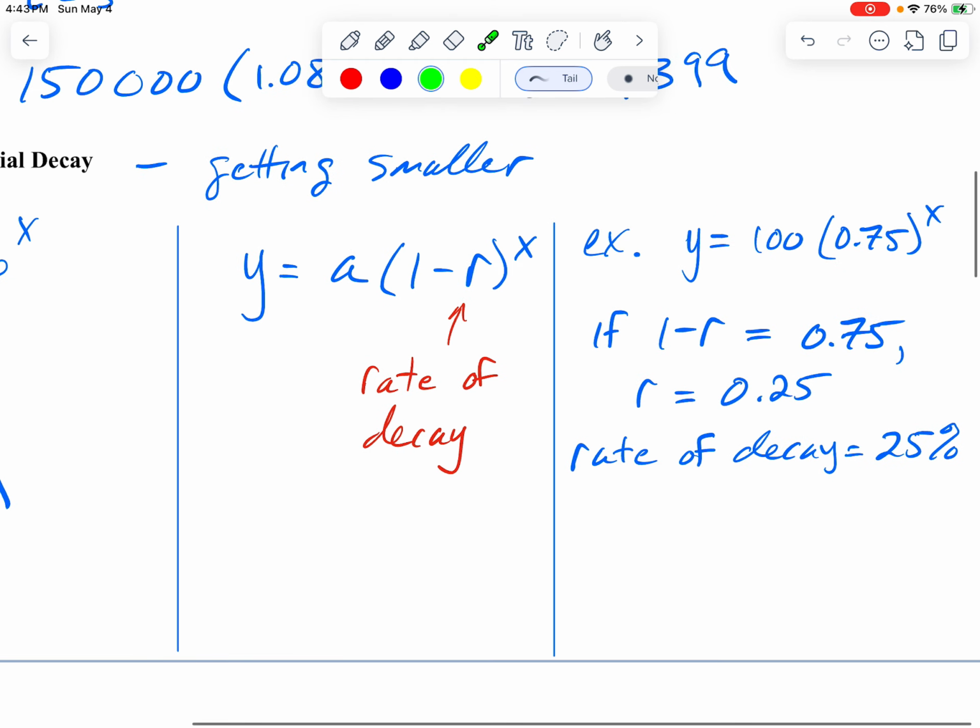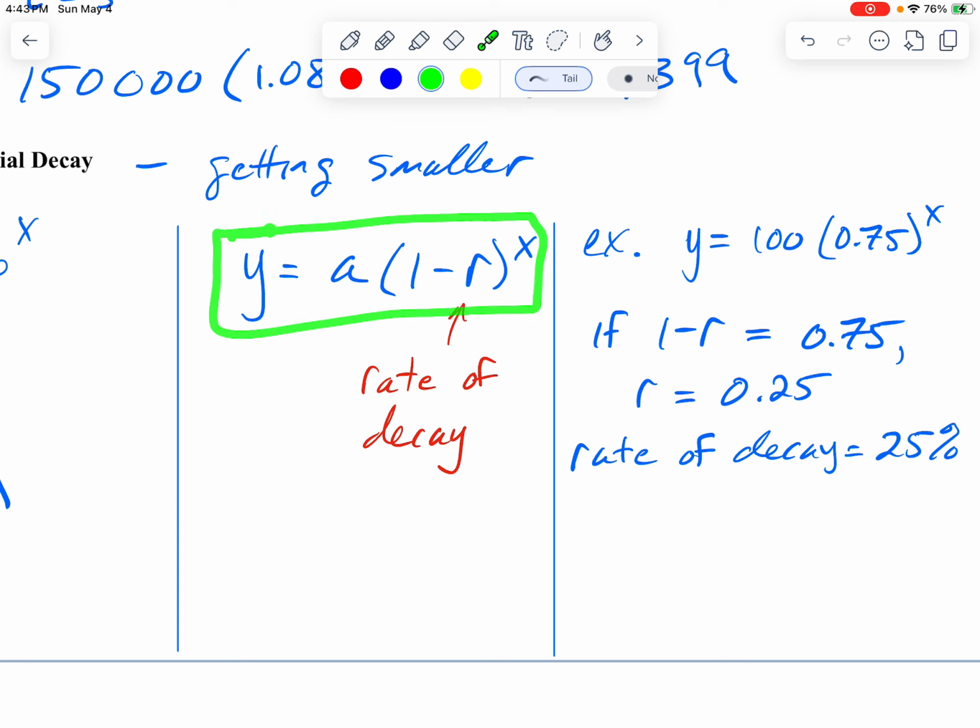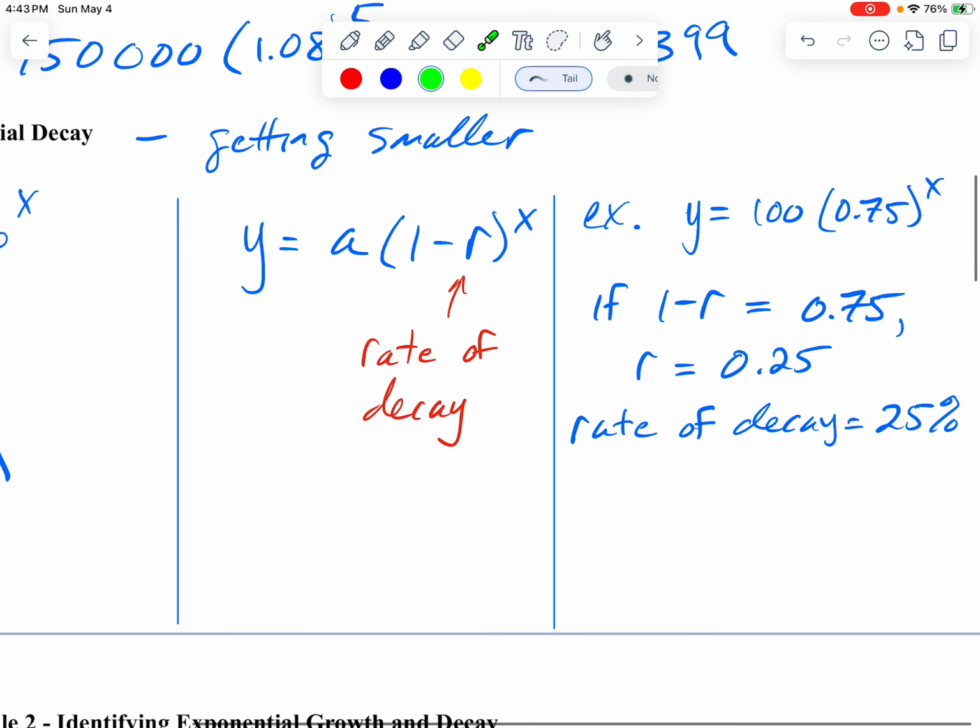We can rewrite this in a slightly different form as well. So now we're going to have 1 minus r, where this is the rate of decay. And our example, again, on the right, so if we have an initial value of 100, and I multiply by 0.75, I'm going to get like 3/4 back. So when x is 1, I would end up with 75, and then when x is 2, I would end up with 75% of 75, and it would just keep going in that way.